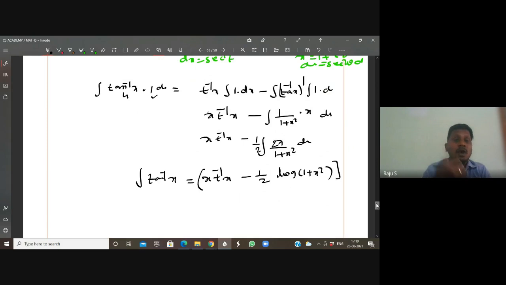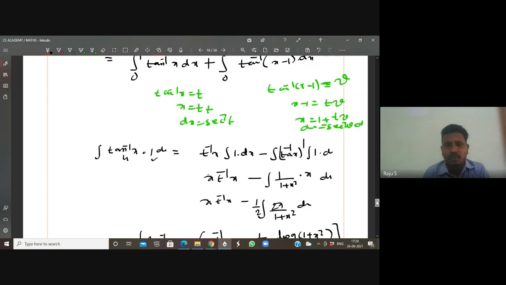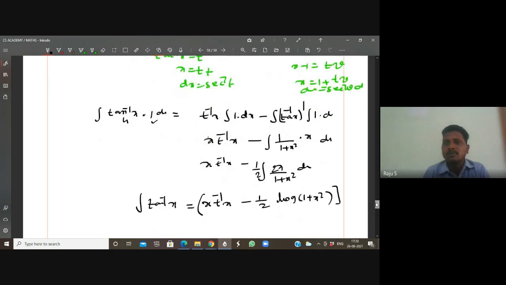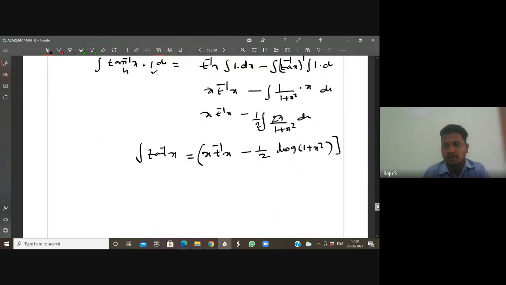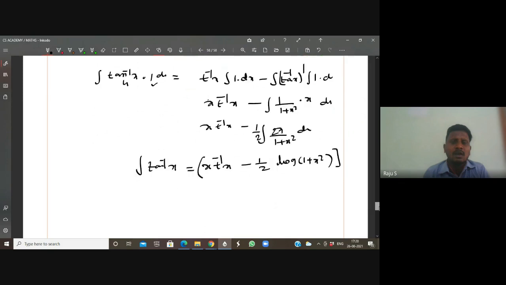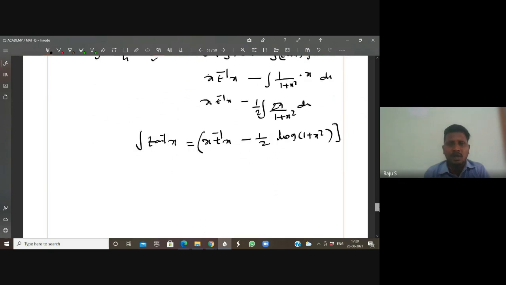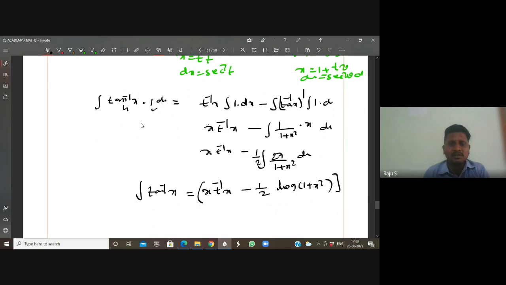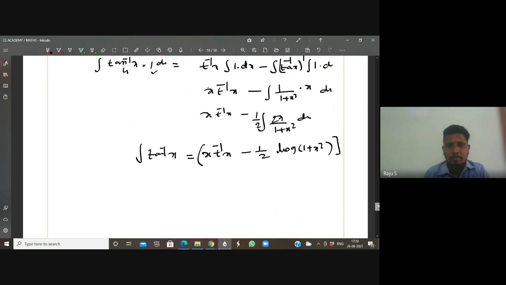In the same way, you have to derive sine inverse x and cos inverse x. Try to remember the formulas, because we cannot always derive them. Instead of deriving, remember the formulas: for tan inverse x, it is x tan inverse x; for sine inverse x, x sine inverse x; for cos inverse x, x cos inverse x. That is a must. Anyhow, you can do that.